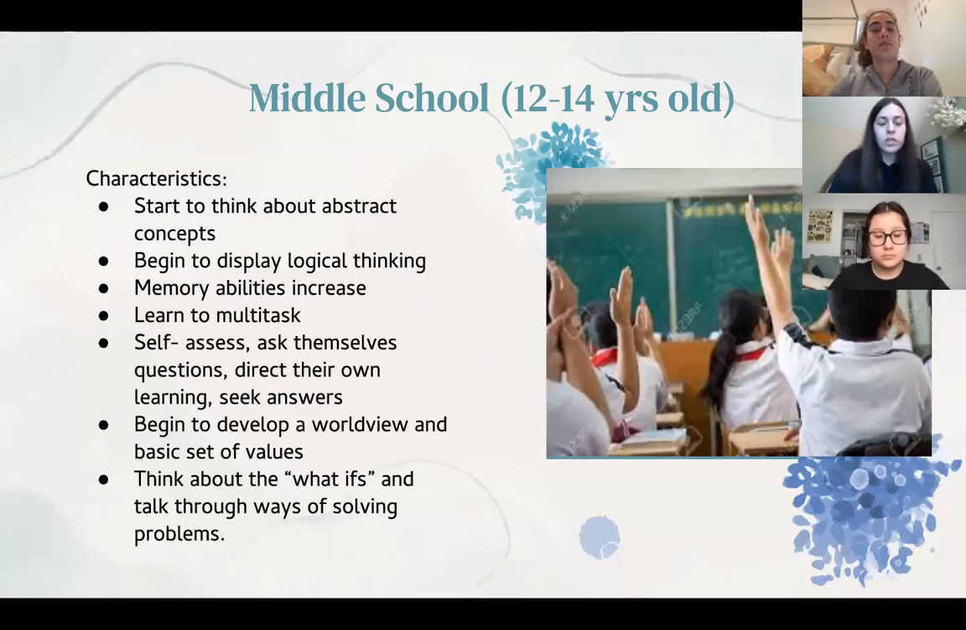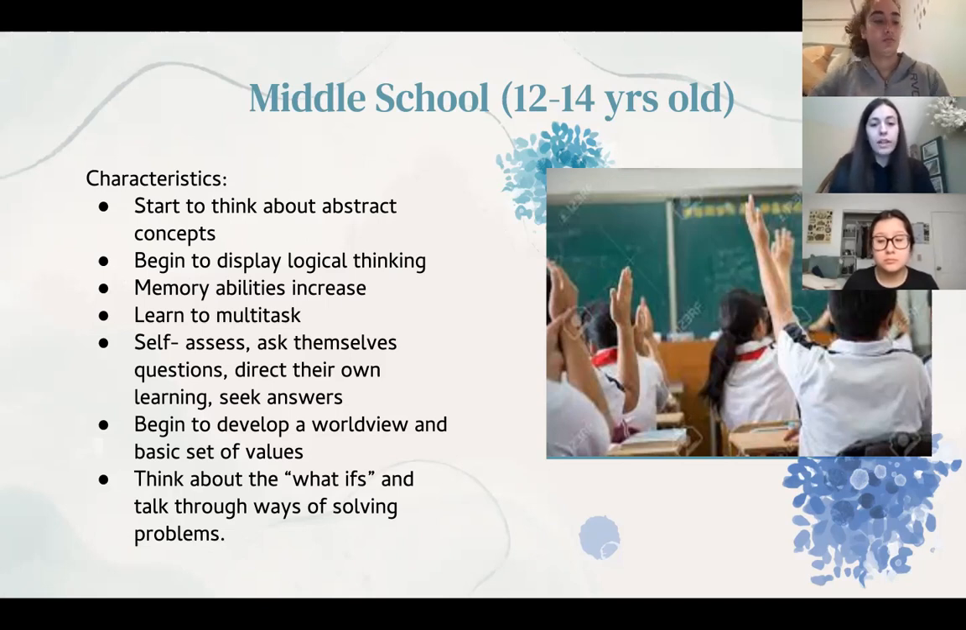So for middle school, which is about 12 to 14 years old, a few characteristics that they start to develop: they begin to think about abstract concepts. They begin to display logical thinking. Their memory abilities increase and they learn to multitask. And at this age is when students really start to self-assess. They ask themselves questions, direct their own learning, seek answers, and begin to develop a worldview and basic set of values. They think a lot about what ifs and talk through ways of solving problems.